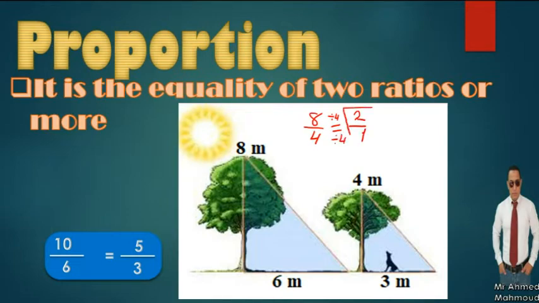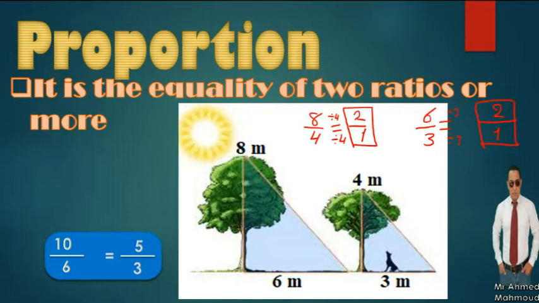Then the first ratio equals 2 to 1, and the second ratio, 6 over 3, divided by 3 each, equals 6 divided by 3, which is 2, and 3 divided by 3, which is 1. Now we find the ratio between the heights of the trees, 2 to 1, and the ratio between the shadows of the trees is 2 to 1.